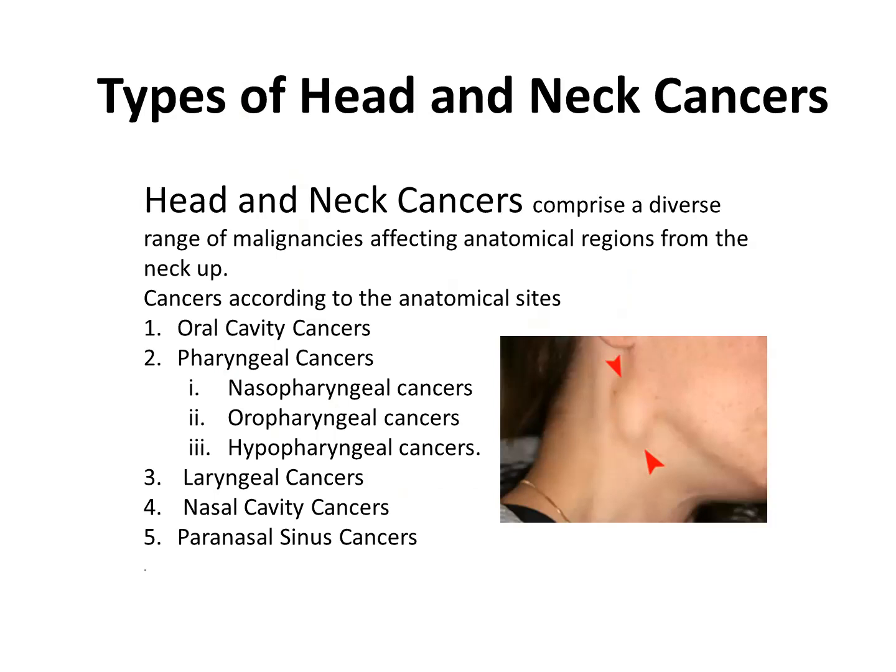Cancers according to the anatomical sites are oral cavity cancers, pharyngeal cancers. Based on pharyngeal cancer, there are three. That is nasopharyngeal going towards the nose, oropharyngeal going towards the oral cavity, and then hypopharyngeal cancers. And the third one is laryngeal cancers. Fourth one are the nasal cavity cancer, and the fifth one is paranasal cancers.